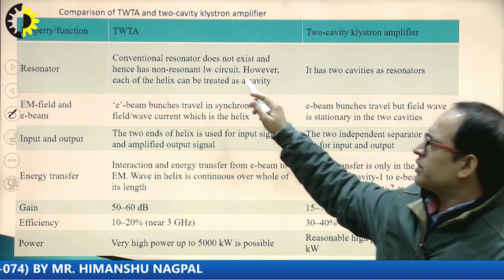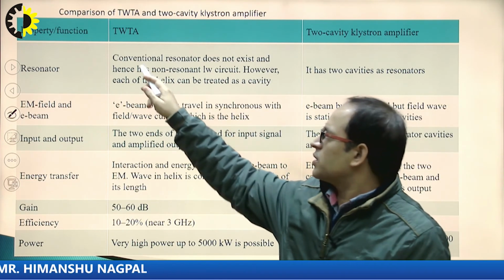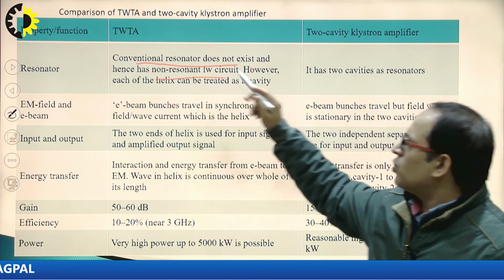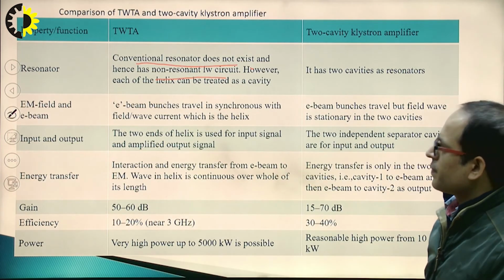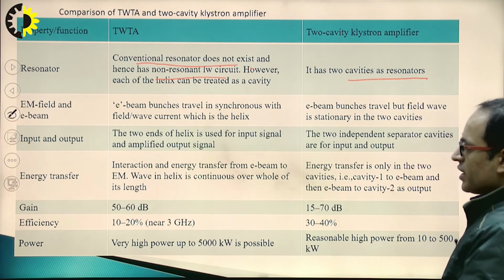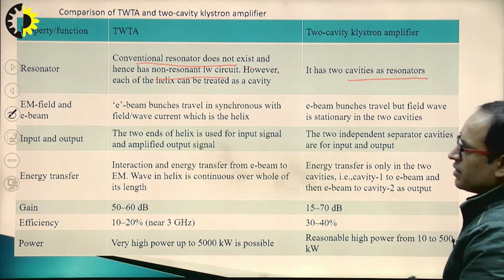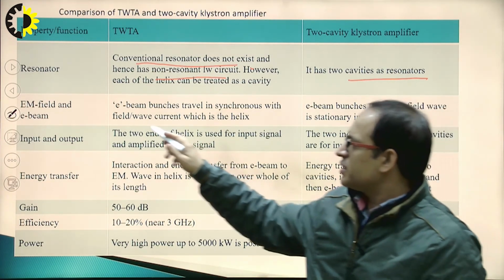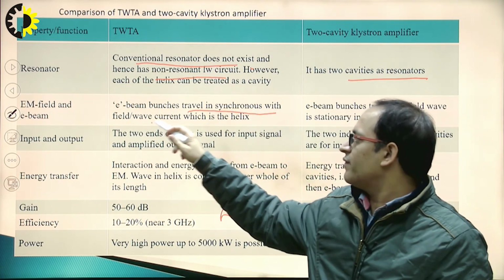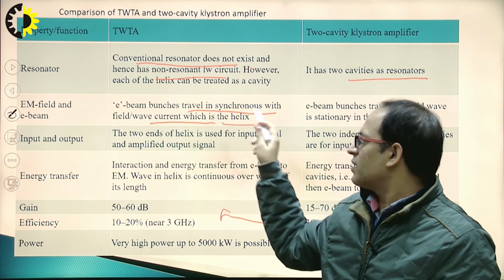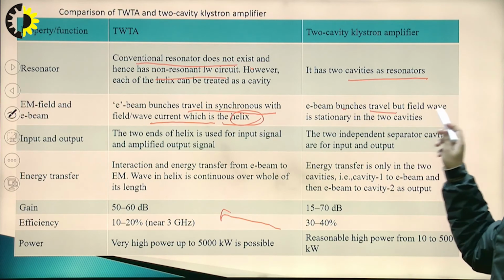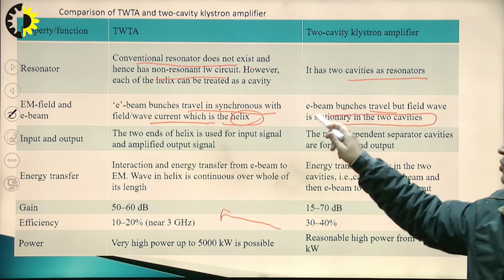Now we'll see the comparison of the TWT and the two cavity klystron. In the TWT, a conventional resonator does not exist, hence it has a non-resonant structure. In the two cavity klystron, both cavities act as resonators. In the TWT, electron beam bunches travel in synchronism with the field wave current on the helix. In the klystron, the electron bunches travel, but the field wave is stationary in the two cavities.